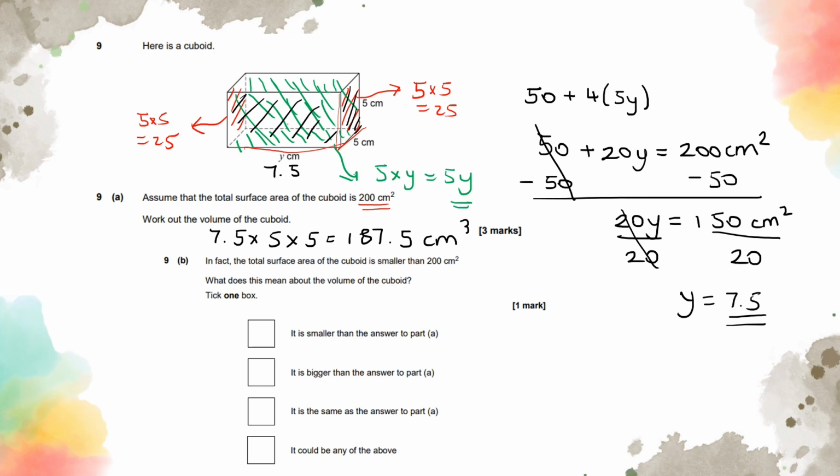187.5 centimeters cubed. Okay. Now, question 9b. In fact, the total surface area of the cuboid is smaller than 200 centimeters squared. What does this mean? If it is smaller than 200 centimeters squared, the side for y is going to be smaller. If that is smaller, then the outcome for the volume is going to be smaller because you're multiplying it with a smaller number. Therefore, it is smaller than the answer in A. And this is how you get full marks from this question.